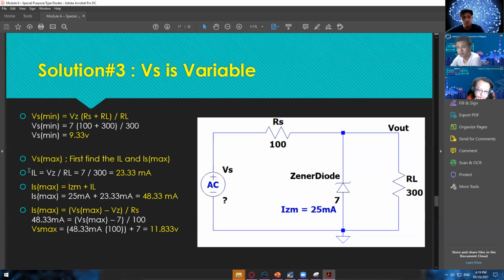And then for the Vs max, we have quite a few steps. We need to find the IL and then the IS max. After those, we can now solve for the Vs max. This one came from this formula. It's just shuffled, wherein this Vs max was transposed into the left side and the rest were transposed into the right side. With that, we can now solve the Vs max. I'll give you guys 1 minute to 2 minutes to recheck everything.